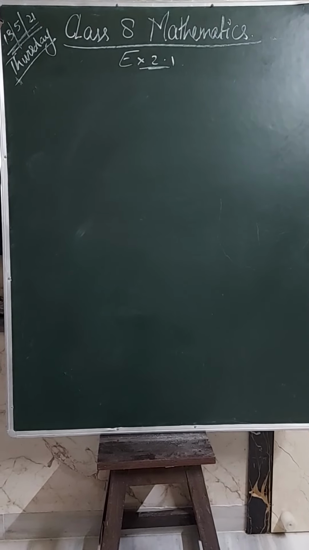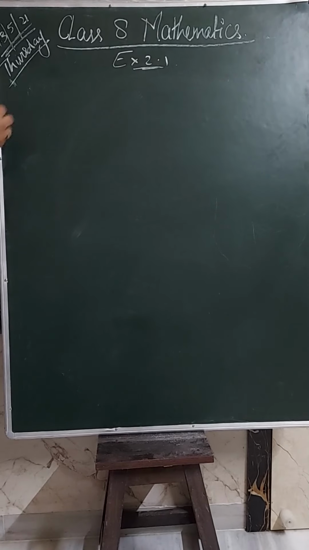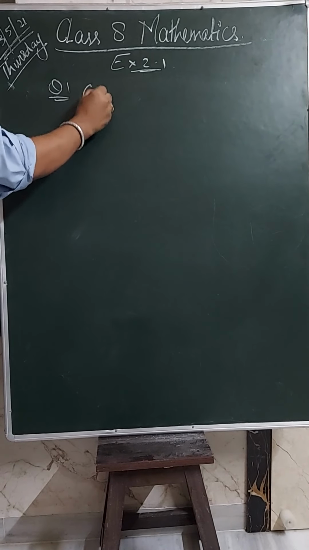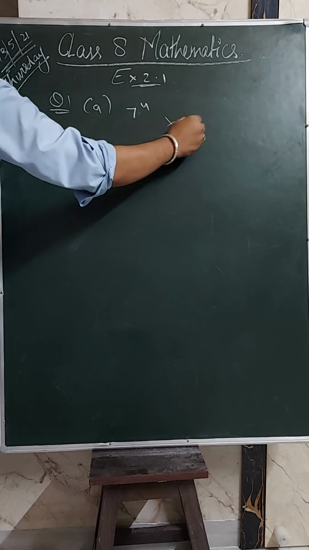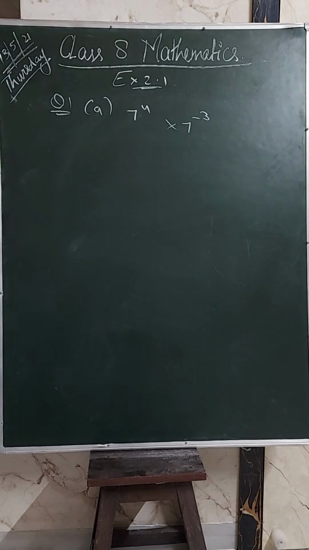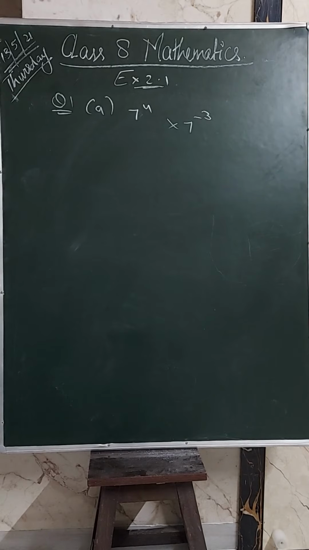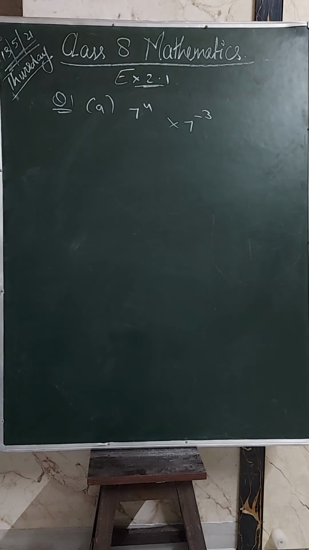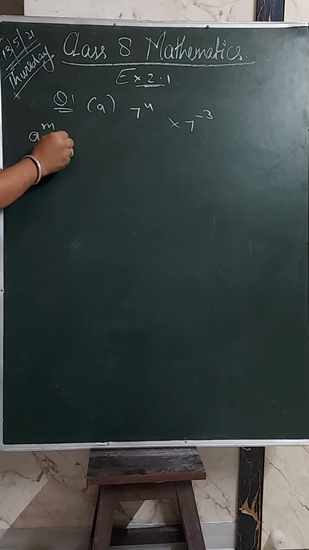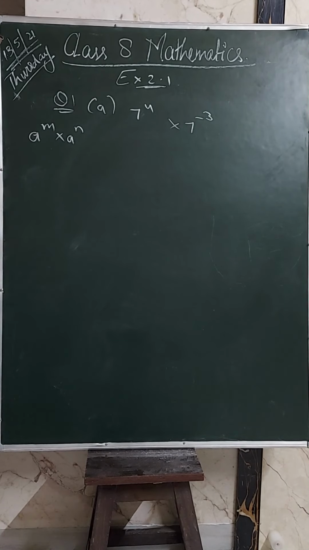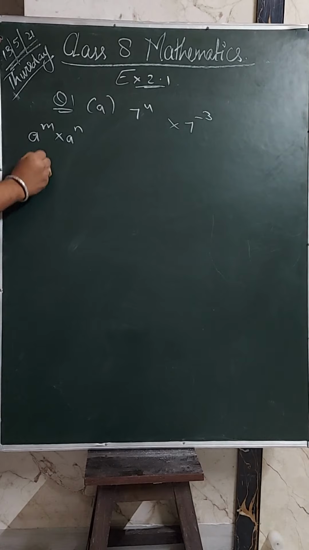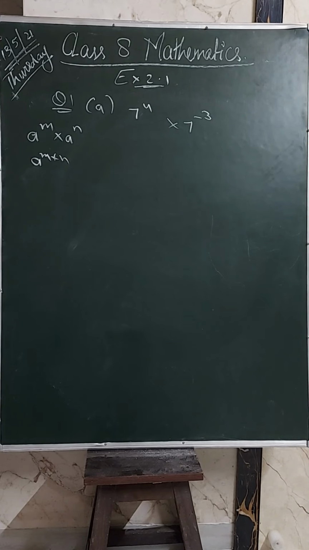First part is 7 power 4 into 7 power minus 3. Here we use the property a power m into a power n. Whenever multiplication is there, the powers will be added, so a power m plus n. This is what we have to do here.